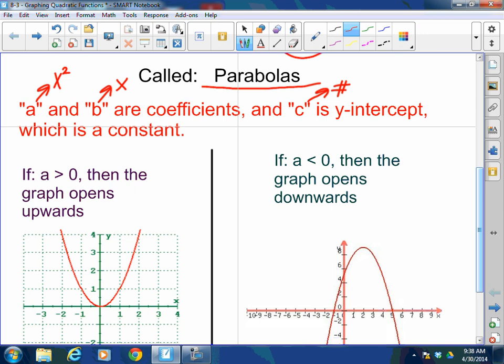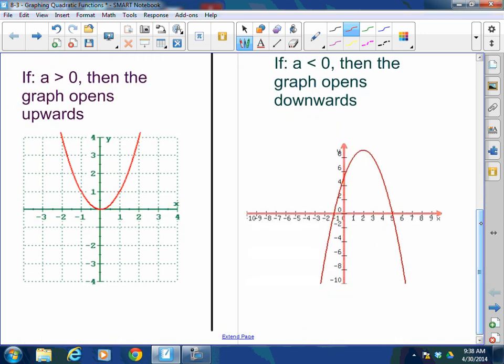When a is greater than 0, the graph opens upwards. Always. Period. You must always solve for y first. And if a is positive, it's going to open upwards. Always. When you solve for y, after you get y by itself, if a is negative, it's going to point downwards. Period. Always. There are no exceptions here.